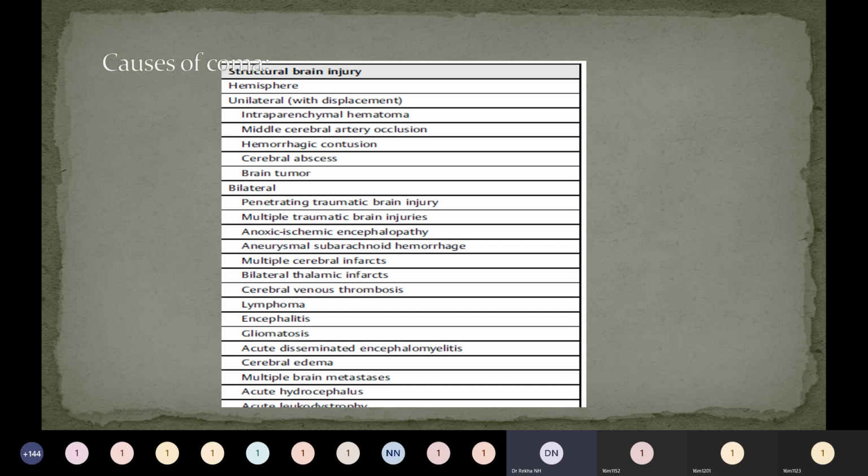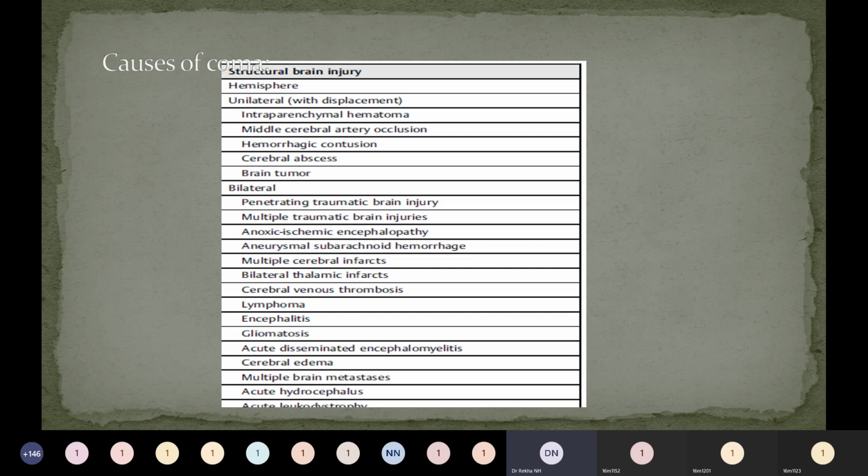it is penetrating traumatic brain injury or anoxic ischemic encephalopathy due to many causes. It can be due to patients with respiratory failure or cardiac arrest, seizures, hypoglycemia, any event causing anoxia to the brain. So it can lead to hypoxic ischemic encephalopathy, aneurysmal cerebral or subarachnoid hemorrhage, multiple infarcts or a bilateral thalamic infarct, encephalitis. These are a few causes of bilateral cerebral injuries.